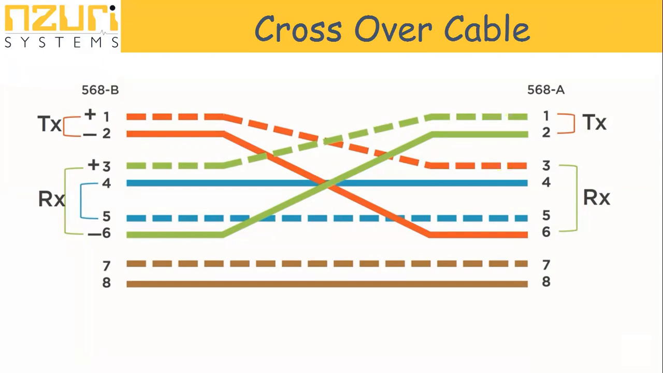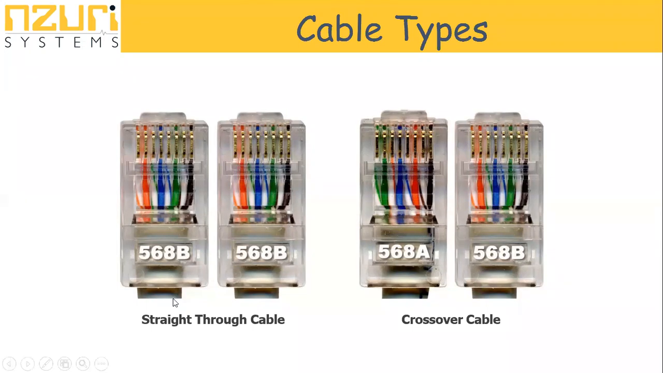Let's have a look at RJ45s that have been terminated in this manner. So you can see it there. This is a straight through cable. It means both sides you maintain the same standard. So 568A, you can see orange, white, orange, green, white, blue, blue, white, green, brown, white, brown. And it's the same thing here.